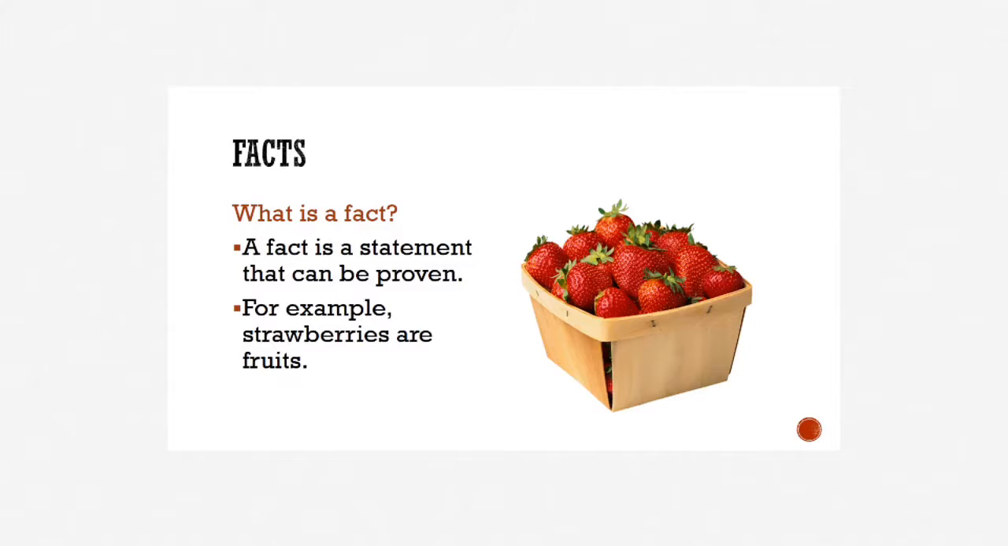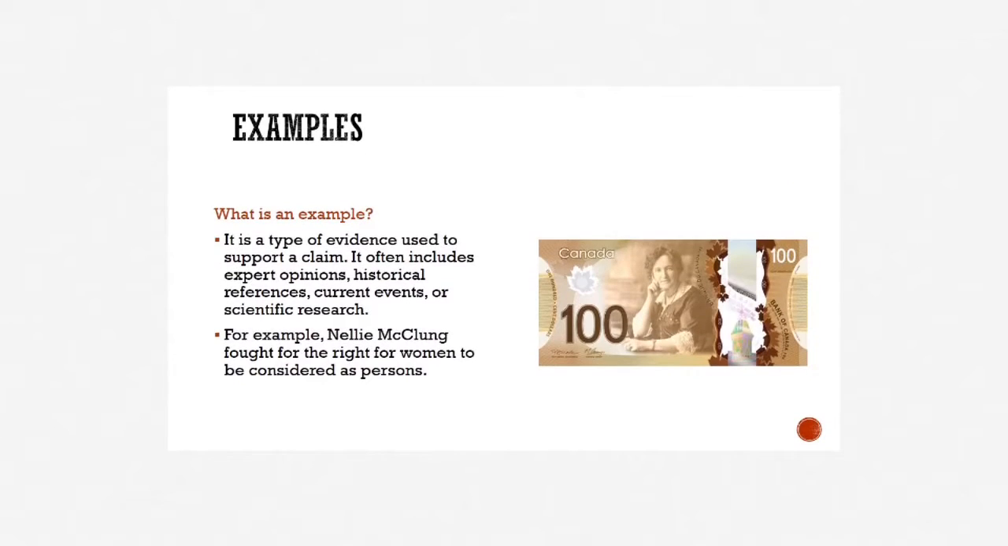Facts are another great way to add supporting details or evidence. A fact is a statement that can be proven. For example, it is a fact that strawberries are fruits. Examples are evidence used to support a claim. Examples often include expert opinions, historical references, current events, or scientific research. For example, Nellie McClung fought for the right for women to be considered as persons.